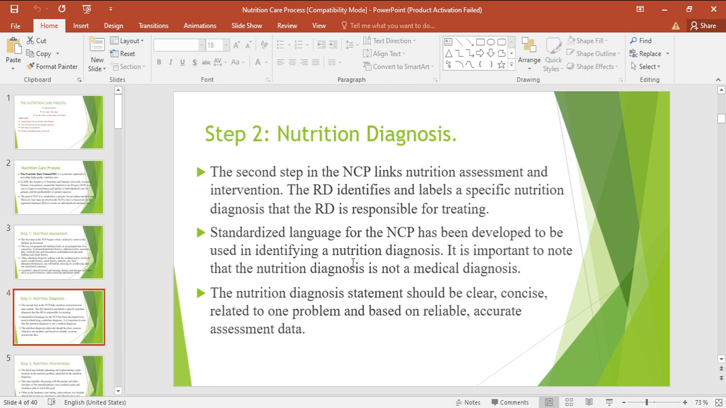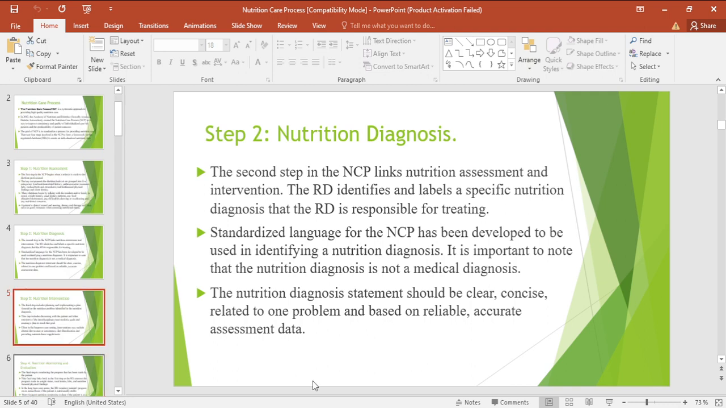It is always very important to note that the nutrition diagnosis is not a medical diagnosis. These are 2 separate concepts. This patient will be diagnosed medically and also nutritionally. And for the nutrition diagnosis, you should make sure that it is clear, concise, and related to only one problem. It has to be based on reliable, accurate assessment data.